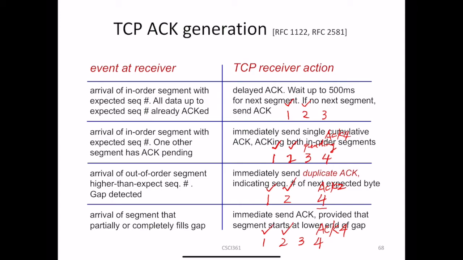Another scenario is still segment 1 received and ACKed, segment 2 received and ACKed, segment 5 received, and the duplicate ACK2 has been sent back for this out-of-order segment. Then segment 3 is received. Under this kind of situation, the receiver will immediately send ACK3 back to the sender side.